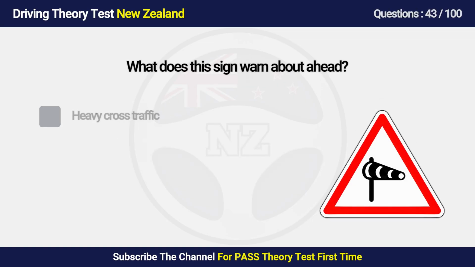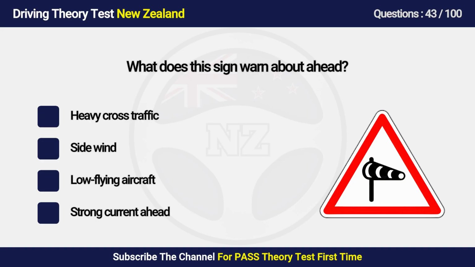Question 43. What does this sign warn about ahead? A. Heavy cross traffic. B. Side wind. C. Low-flying aircraft. D. Strong current ahead.